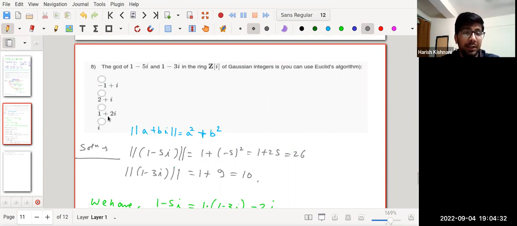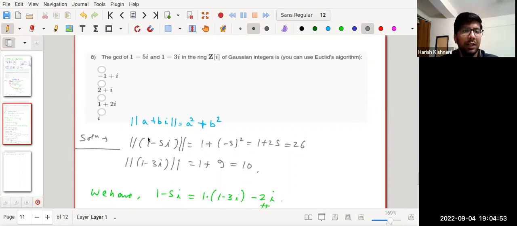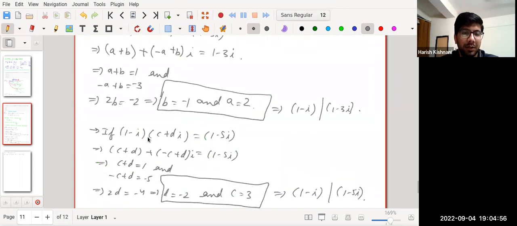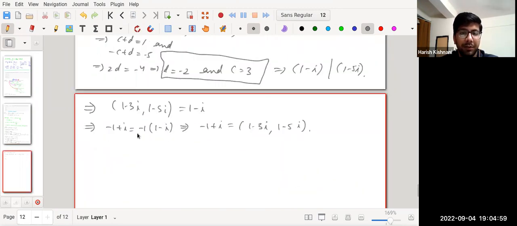You can check why. See, what is the norm of this? Its norm is 4 plus 1, that is 5, which is bigger than the GCD of your individual norms. Here its norm is also 5, and i has norm 1, which is smaller than the GCD of these two. And we got a number which has norm equal to the GCD of the norms of 1 minus 3i and 1 minus 5i. So i may divide these two, but i has a smaller norm than this minus 1 plus i. So definitely it's not going to be the GCD.